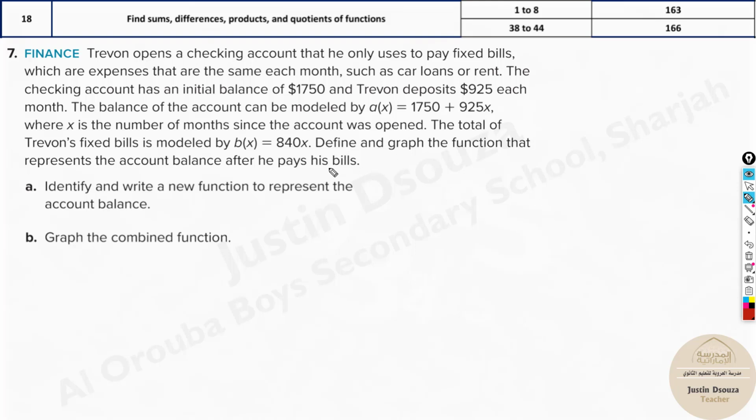Over here, to understand how much money is left in that account balance, we have to do A of x, what he has, minus the bills, that is B of x, bills are removed. So this is the function. So it is (A minus B) of x. You can write it like this as well.